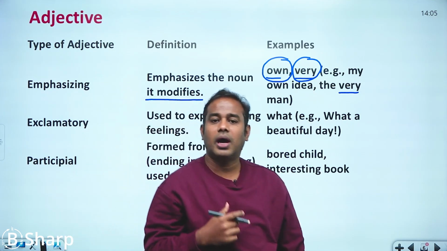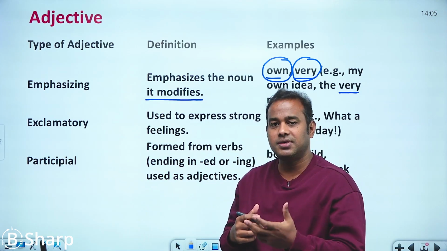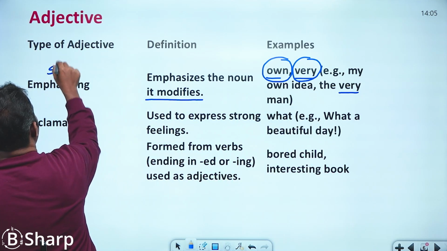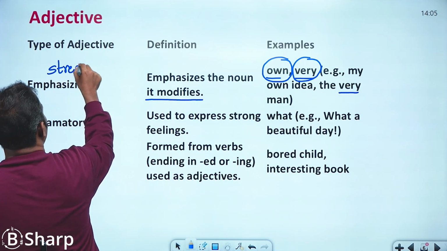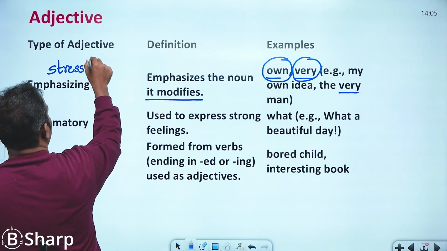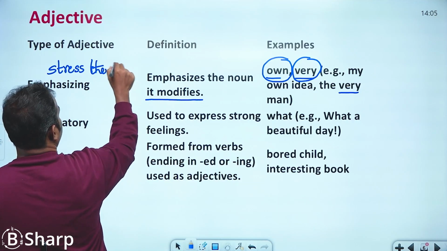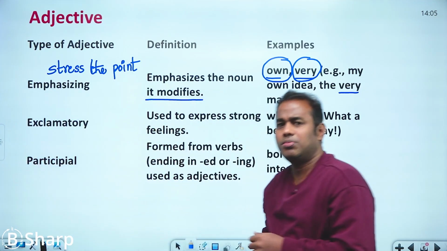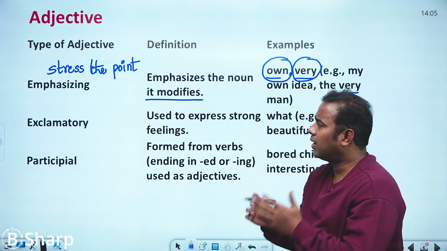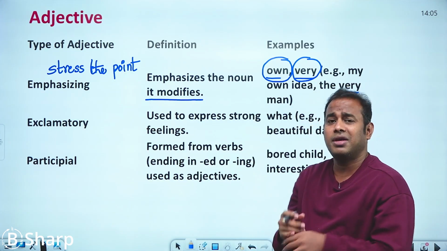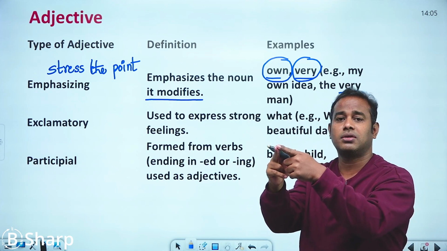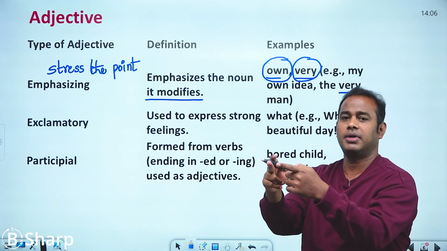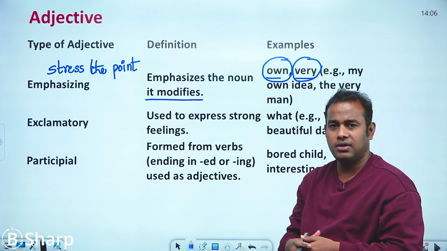Likewise, if you want to emphasize, you want to stress something. Emphasizing is basically stressing the point that you are going to talk about. Most of the time we want to convey or point out something about somebody, and that time we generally use what is called an emphasizing adjective.